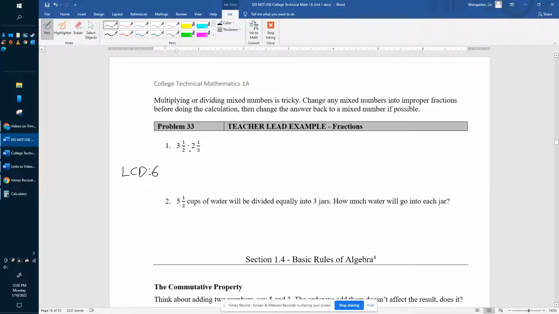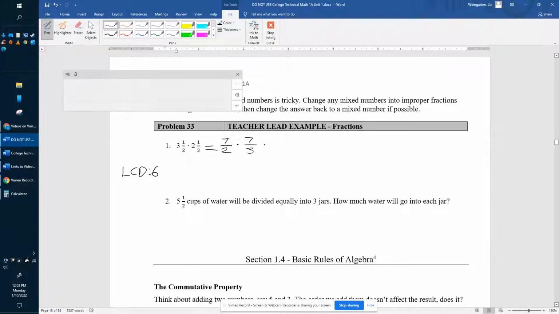We can change these into improper fractions first and do the LCD, or we can do the LCD first and then change them into improper fractions. It doesn't matter, whichever way you prefer to do it. I'm going to change them into improper fractions first just because I'm dealing with smaller numbers that way. So 2 times 3 is 6. So this whole number is going to turn into 6 halves. Add the 1, it's going to turn into 7 halves. Multiply that. 2 times 3, again, is 6, plus 1 is going to be 7/3.